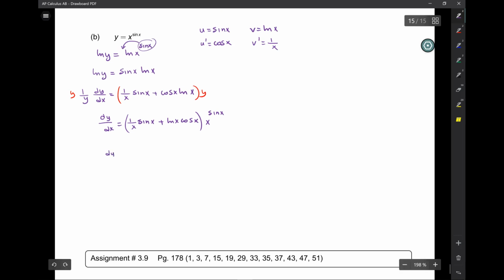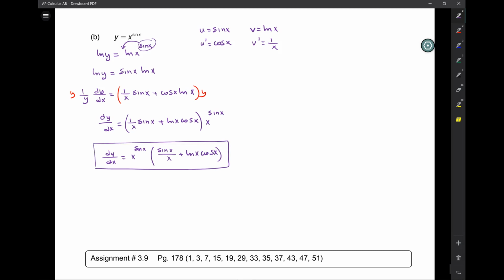So we rewrite that as x to the sine x, parentheses. And now this, why don't I just write sine x over x? Look at you guys. Perfect. Does it matter about the last one? No, ln and cosine, no. All right? You see that?